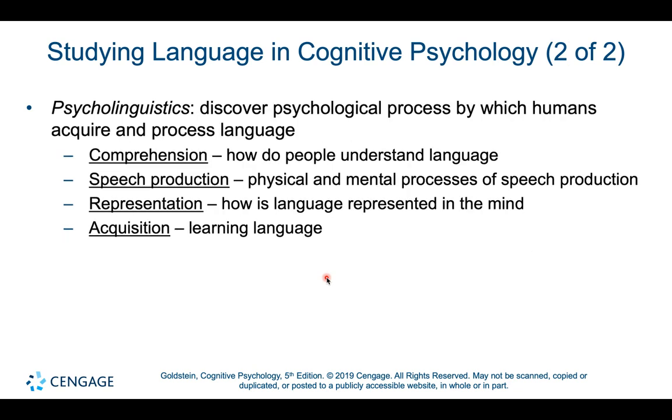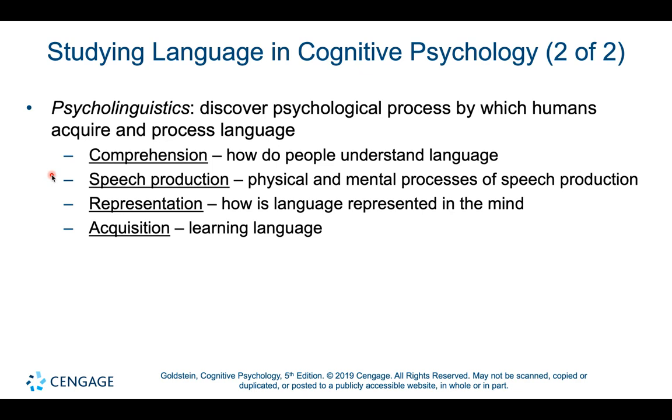So this early battle between Skinner and Chomsky gave rise to a subfield of psychology known as psycholinguistics, right? So psycho meaning psychology, linguistics, the study of language. And the purpose of this field was to discover the psychological process by which humans acquire and process language.